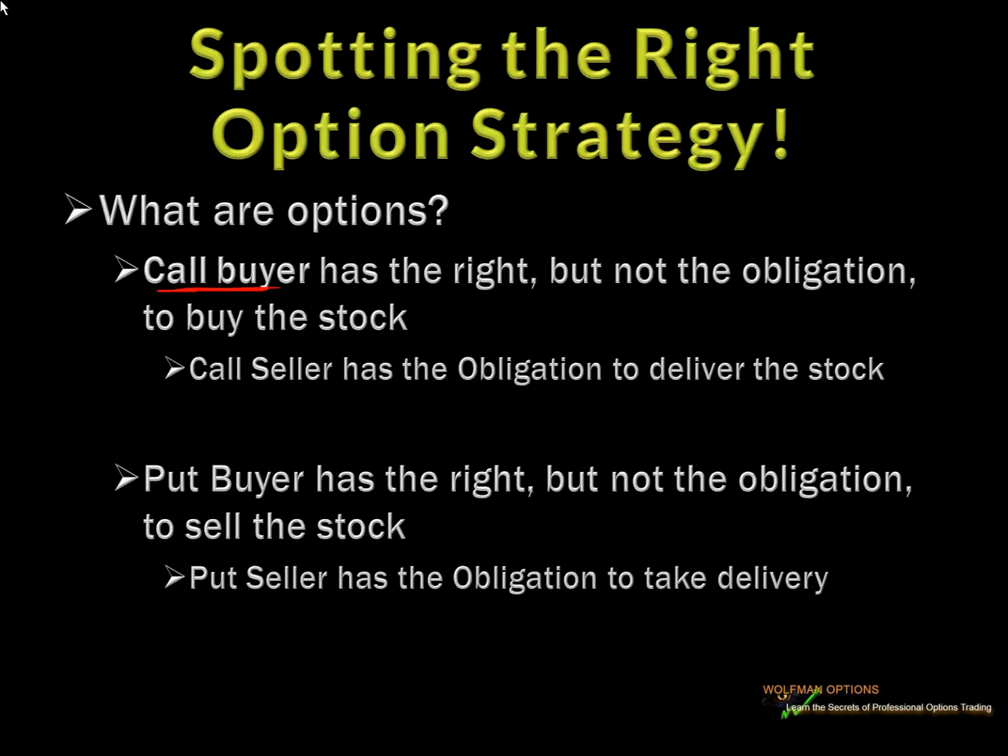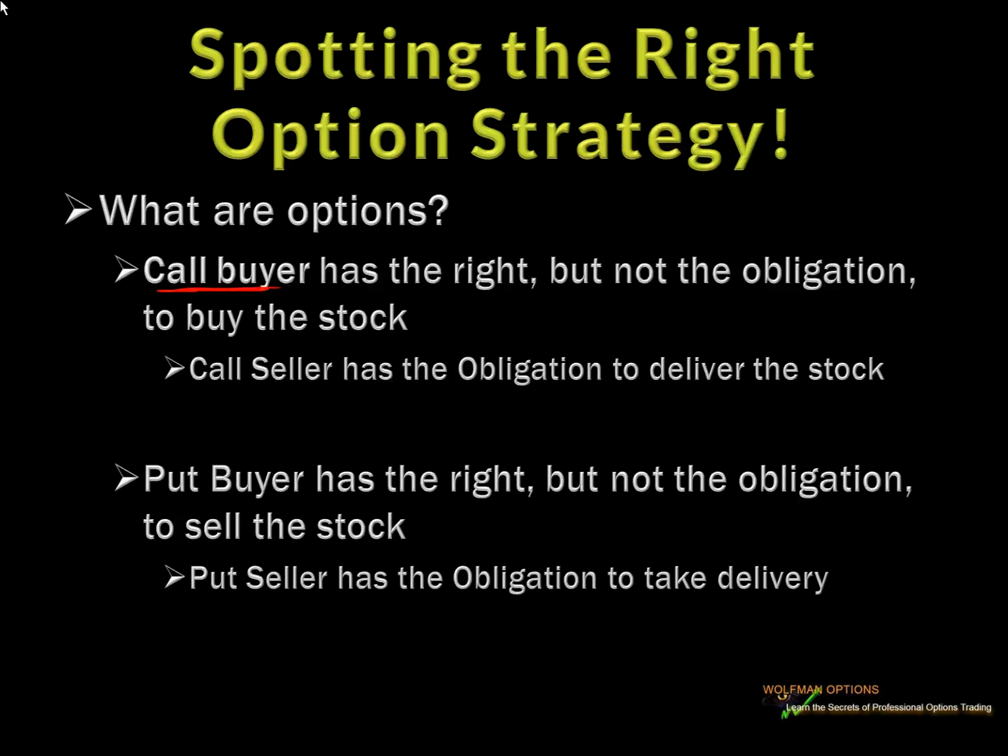I got ahead of myself. I was trying to think of something else. The put buyer has the right to sell the stock, not the obligation. The put seller has to then buy that stock at that strike level. He has no say in taking delivery of that stock. The put buyer has the say so.